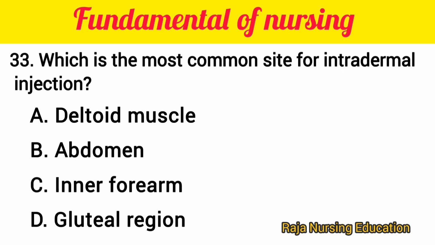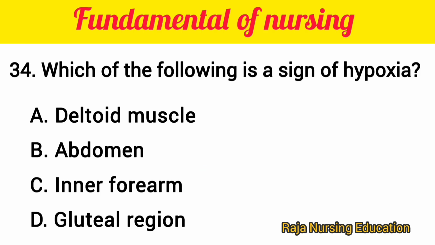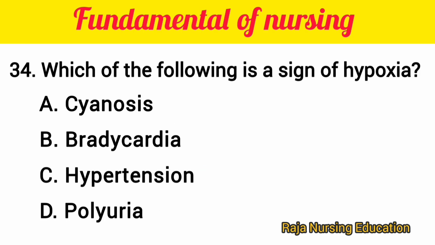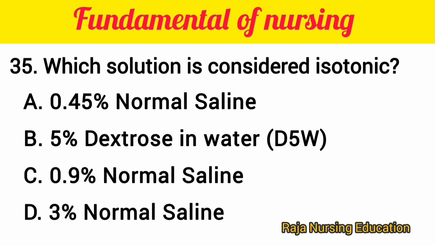Which is the most common site for intradermal injection? The answer is C. Inner forearm is the most common site for intradermal injection. Which of the following is a sign of hypoxia? The answer is A. Cyanosis we can see in case of hypoxia.